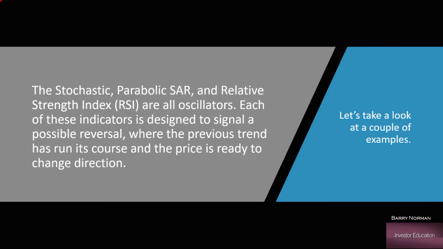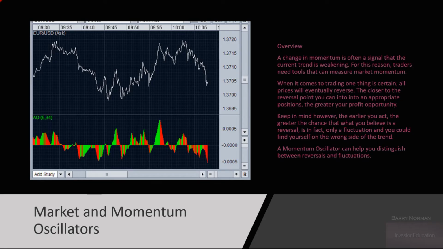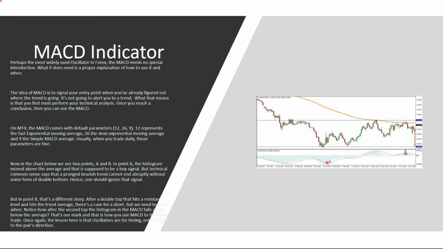So stochastics, parabolic SAR, and relative strength index are all oscillators. Each of these indicators is designed to signal a possible reversal, where the previous trend has run its course and price is ready to change. A change in momentum is often a signal that the current trend is weakening. For this reason, traders need tools that can measure market momentum.